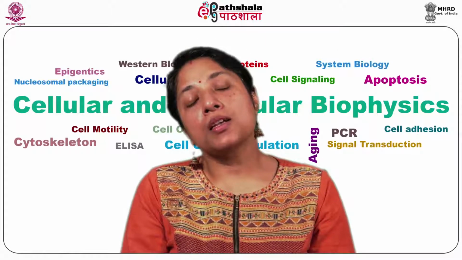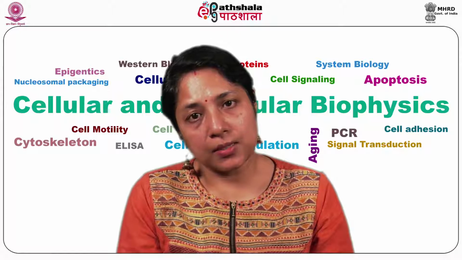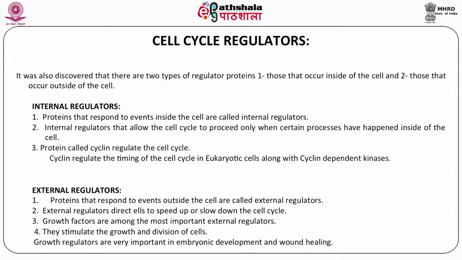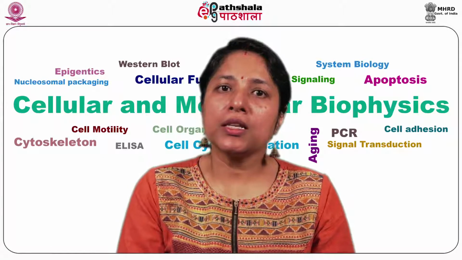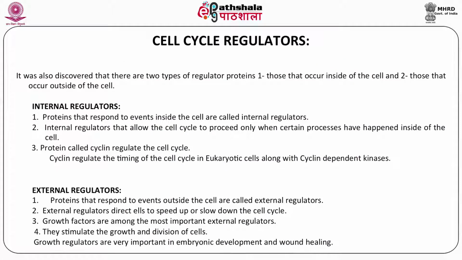Now, coming up, we are discussing the cell cycle regulators. It was discovered that there are two types of regulatory proteins. One, those that occur inside the cell and regulate cell division, and two, those that occur outside the cell. So number one, inside regulators, are called internal regulators. Proteins that respond to events inside the cell are called internal regulators. Internal regulators allow the cell cycle to proceed only when certain processes have happened inside the cell.